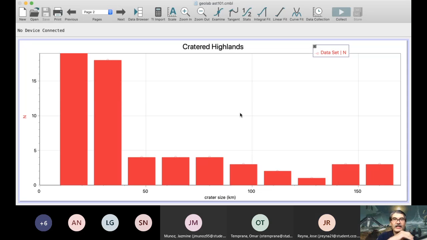So this is your data from the cratered highlands, and what I did was I made it a bar chart, so that you can actually see the smaller craters are more dominant. N is the number of craters that I found, and crater size is in kilometers. And so you can see that there's not a lot of craters that are very large. It's mostly smaller stuff, and it kind of skews to the left if you were to think about it from an average.